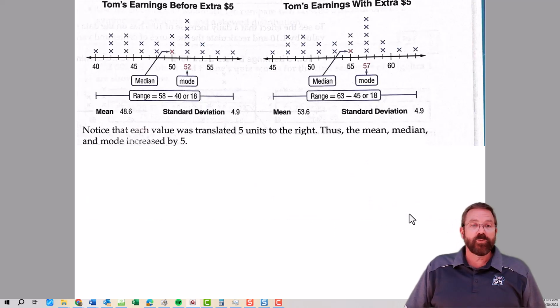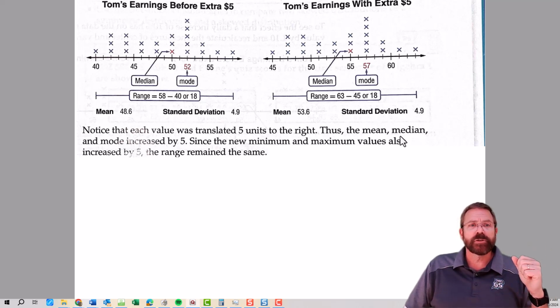With that information, we can dig in and figure out, what do we notice? Well, we notice that each data value was translated 5 units to the right. All right, that makes sense. Therefore, the mean or average, the median or middle value, and the mode, the one that occurs most often, were all increased by 5. So what did not change? The minimum and maximum, I should say, also increased by 5. However, the range did not change. It stayed the same, because both the minimum and maximum increased by the same amount.